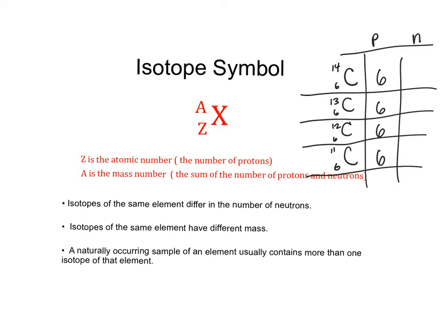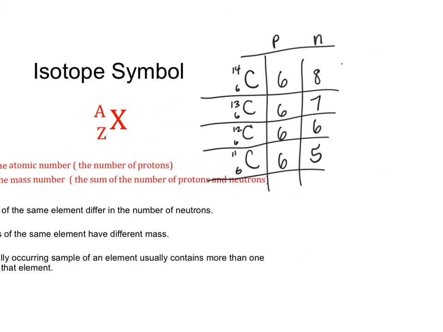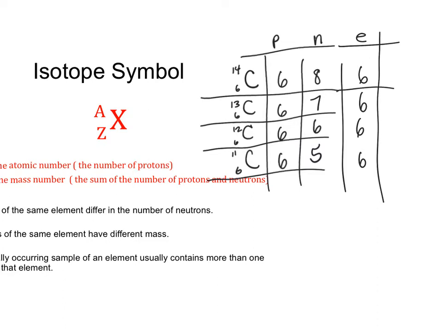In the case of carbon-14, there are 8 neutrons, carbon-13, 7, and then we have 6 and 5 neutrons. So that's the difference. The number of electrons is the same as the number of protons: 6, 6, 6, and 6. Now if you've got charged carbon, carbon plus or carbon minus, then the number of electrons is going to change, but not in this example. So the difference between the different isotopes of carbon is the number of neutrons.